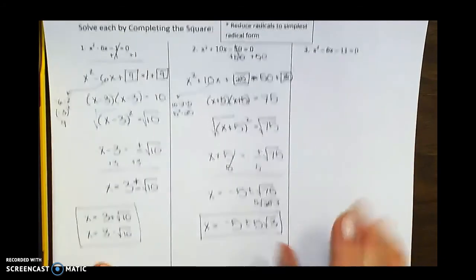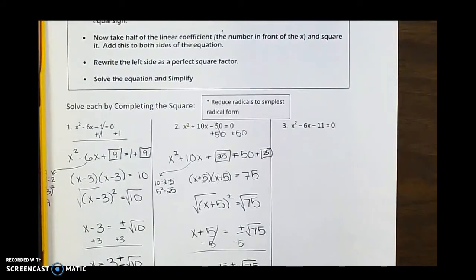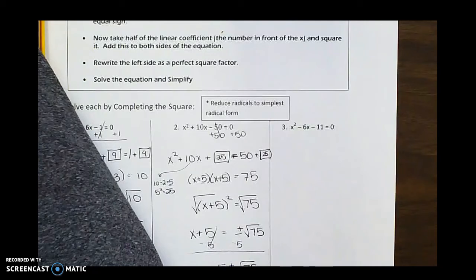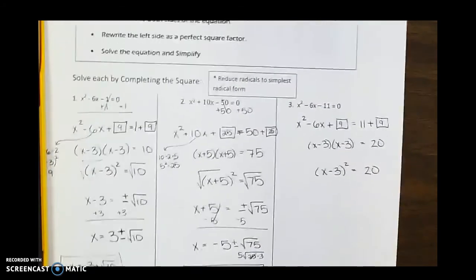All right, one more to go. Let's take a look. Why don't you go ahead now, pause the video, and let's see if you can actually do this one on your own. So go ahead, give it a pause. All right, I'm going to pick up right here.